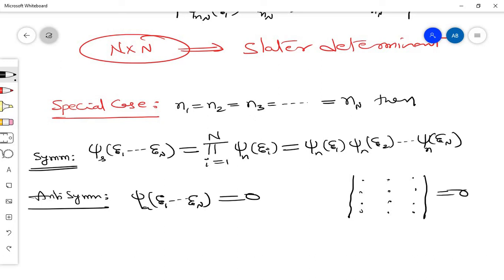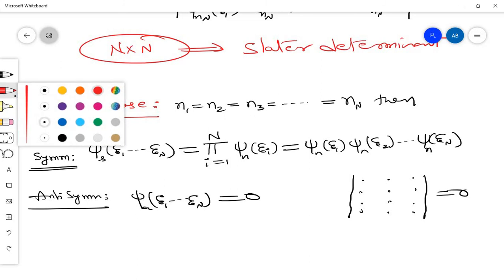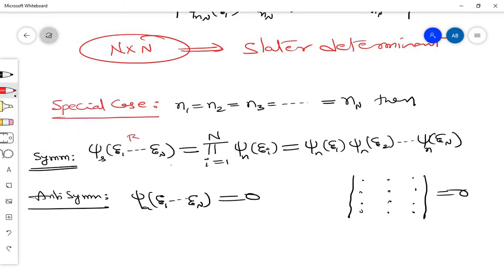So that's why the determinant will become 0. So this is the important conclusion: a symmetric wave function is for the boson family. Correct? Symmetric wave function for the boson family. So that means all the particles can be in the same state. All bosons can stay in a single state. They can condense at a place.